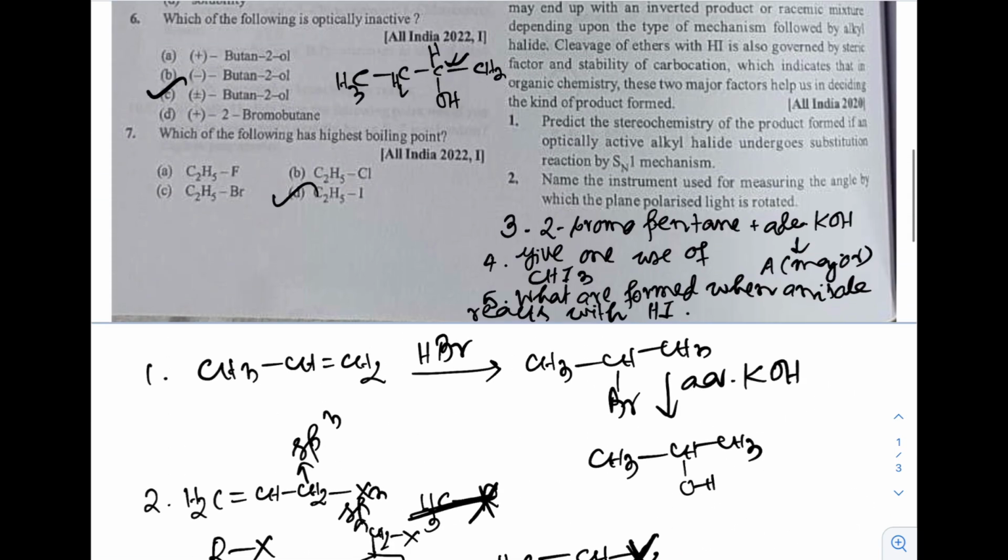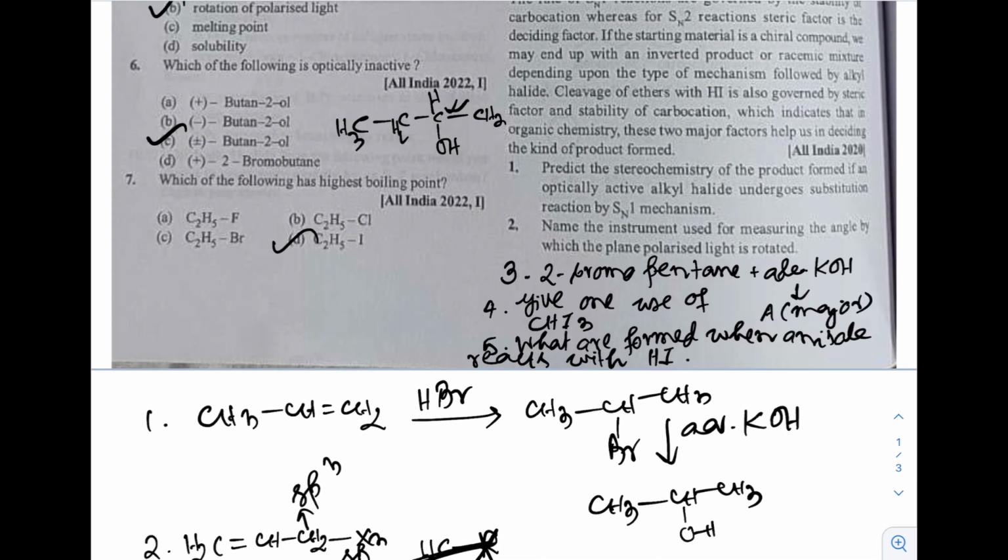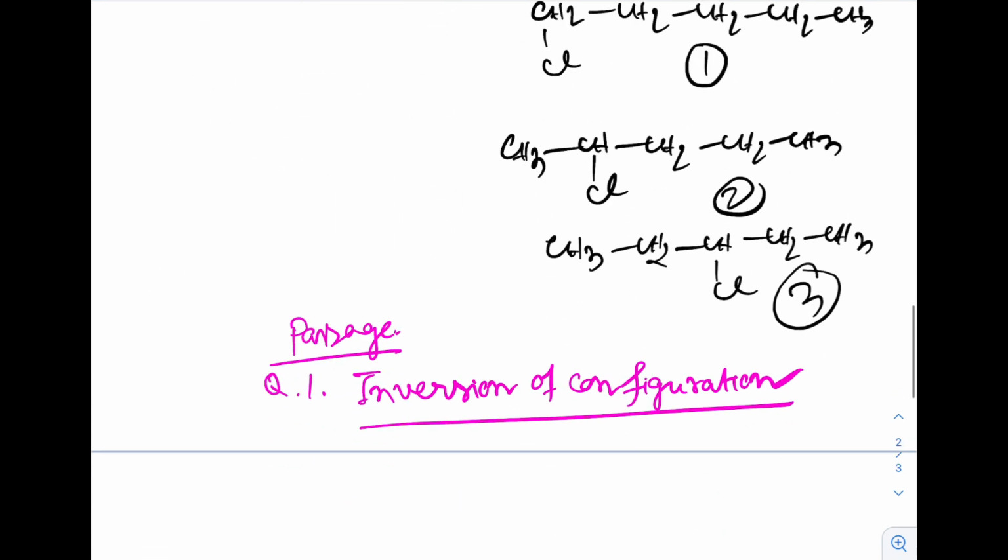Next, question 2, asking to name the instrument used for measuring the angle by which the plane polarized light is rotated. Well, this is a very common instrument. This is referred to as polarimeter. Next, question 3.